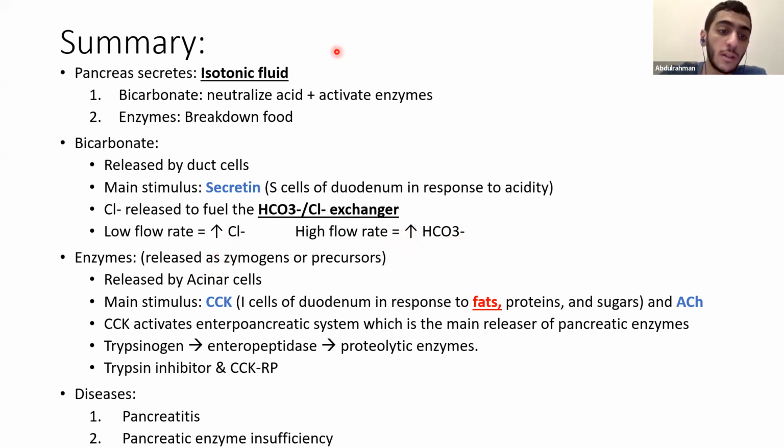The enzymes are released as zymogens, or inactive proteins, because if they were active, they would lead to inflammation known as pancreatitis. The enzymes are released by the acinar cells, or the main cells at the start. The main stimulus is a hormone known as CCK. CCK is released by the I cells that are found in the duodenum. CCK is released in response to primarily fats.